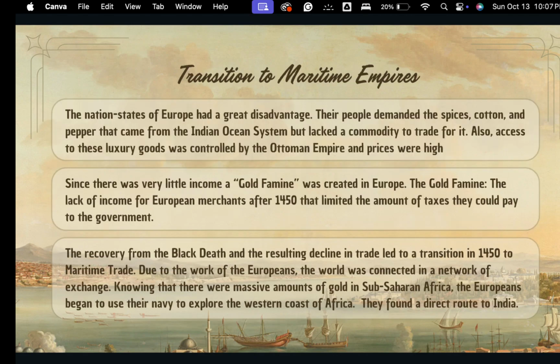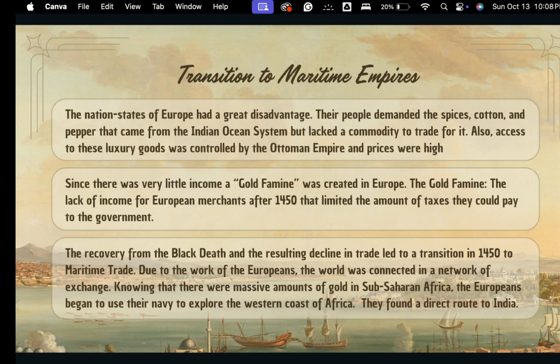But Europe is at a great disadvantage. To get the spices and the cotton and the pepper that came from the Indian Ocean system, they had to trade it for something. And they really didn't have anything. How much wool could you buy? Also, access was controlled by the Ottoman Empire, who was an Islamic empire and jacked up prices. So this leads to a gold famine. The gold famine basically means a lack of income in gold and silver for European merchants and European states because they couldn't pay their taxes.